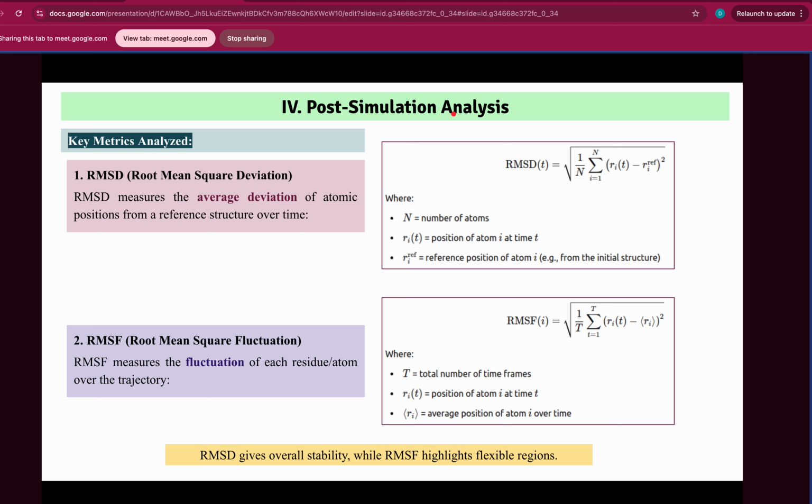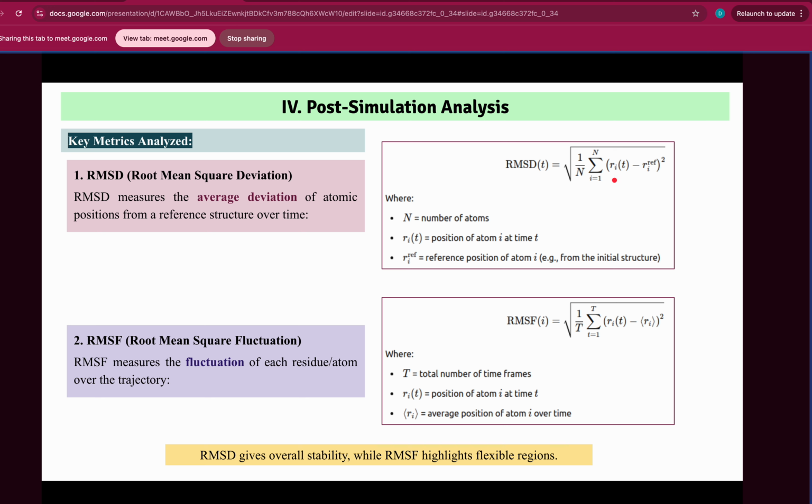So after the simulations are completed, we need to analyze how the structure changes. The first metric we consider for the analysis is the RMSD, which is root mean square deviation. It measures the average deviation of atomic positions from a reference structure over time. In RMSD we see that if we have a certain structure, then after performing the simulation, how the structure gets changed. So from the initial structure to the final structure, we make the comparisons.